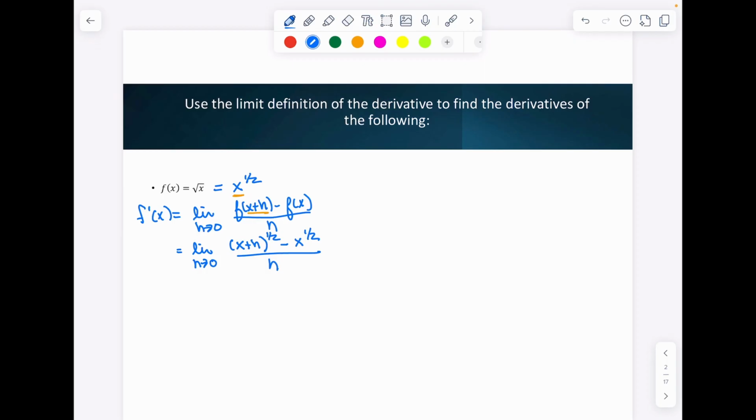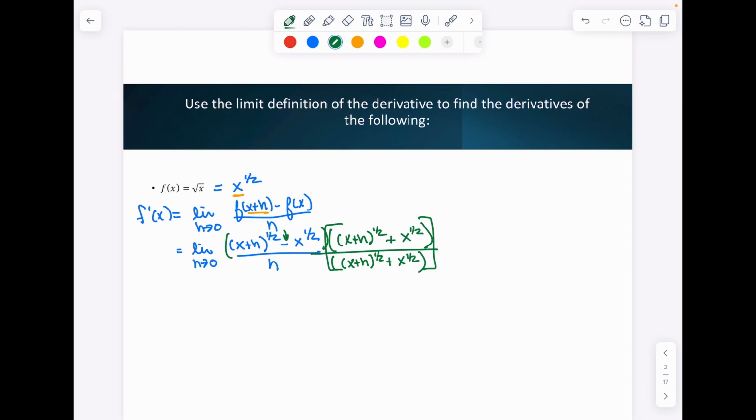What I can do is multiply by the conjugate. What I mean by that is I'm going to multiply this numerator by itself, except that instead of the minus I have in the numerator, I'm going to change it to a plus sign. So I'm going to add that x to the 1/2. If I multiply the numerator by that, I also need to multiply the denominator by that. This quantity is just 1, so I'm just multiplying that original expression by 1. I'm not changing the value, just changing the form and how it looks.